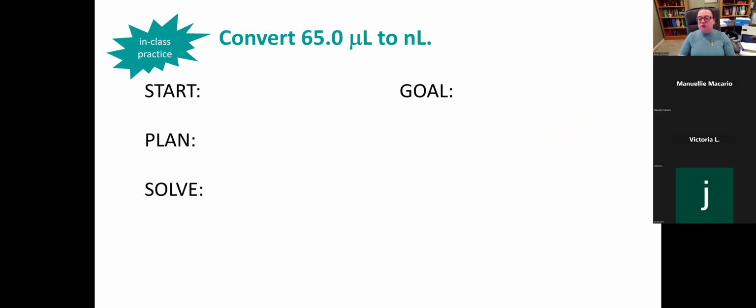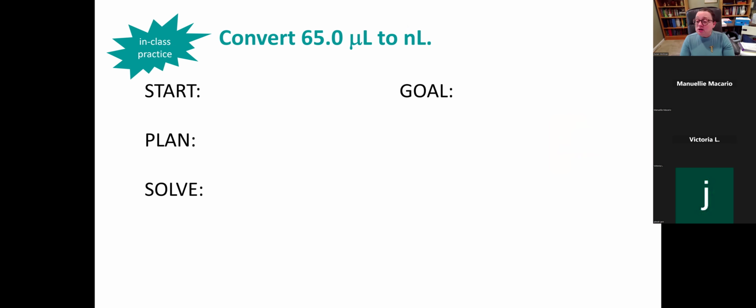Okay. Here's one that's a little trickier. Okay. You're going to convert 65.0. Holy cow, what is that silly thing? What is that weird looking U that looks like it's dripping? Yes, that is our prefix for micro. So that is a microliter. It's one of our metric prefixes. And we want to convert that into nanoliters.